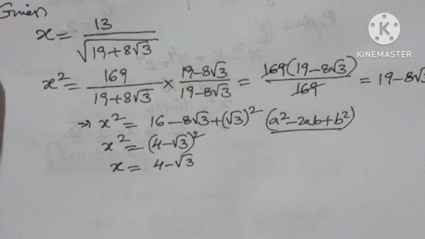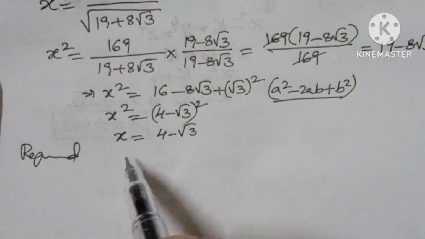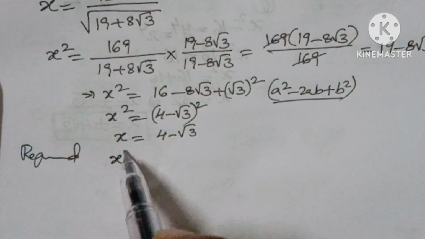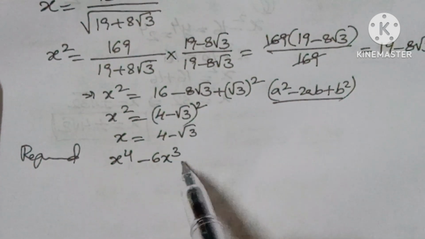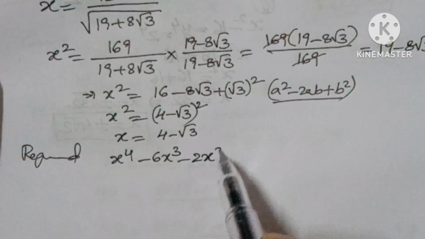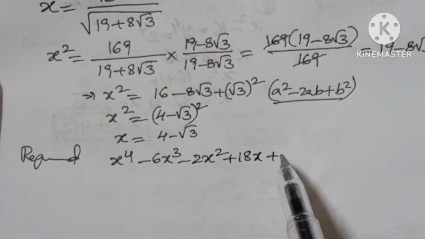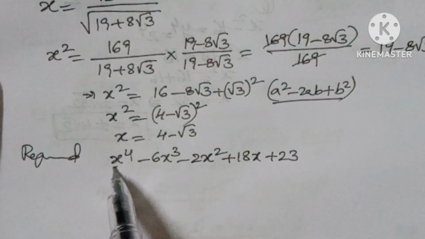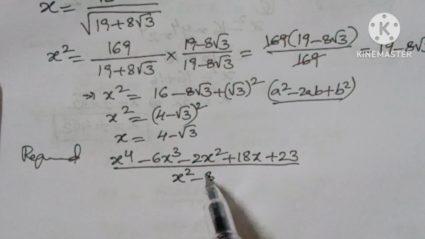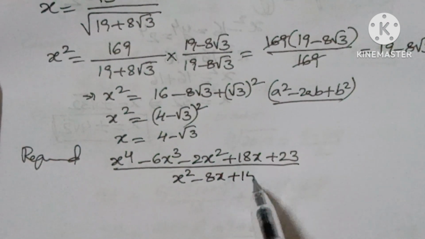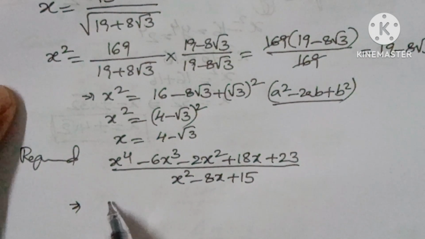Now what is required here? So required x to the power of 4 minus 6x cube minus 2x square plus 18x plus 23 over x square minus 8x plus 15. So this you have to do some adjustment.